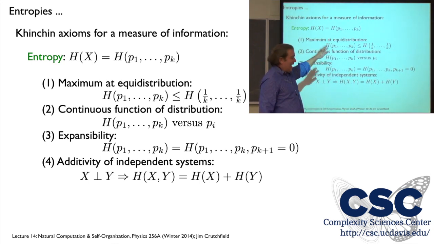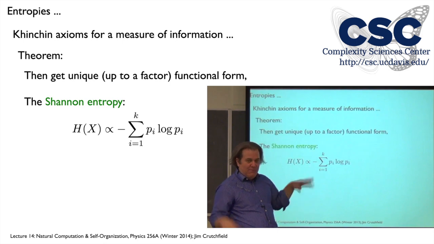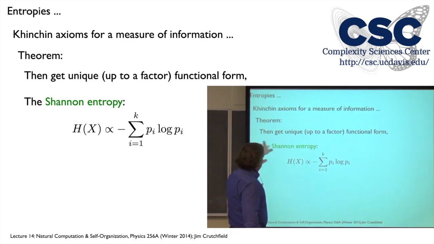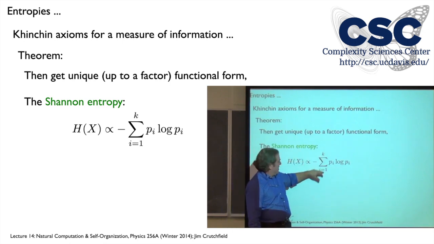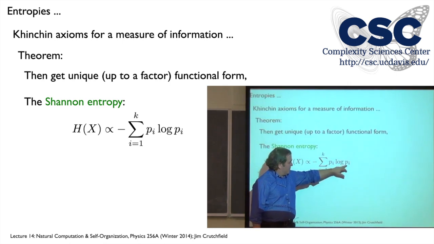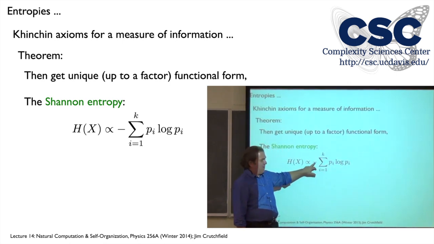Okay, so axioms, and then magic happens. Theorem: given those four axioms, there is a unique, up to a proportionality constant, functional form for this H function. And it is this, now called the Shannon entropy, or sometimes the Shannon-Boltzmann entropy. The entropy is the sum over all the events of the probability of each event times the log probability of each event, and there's a minus sign here. In other words, it's the average self-information.